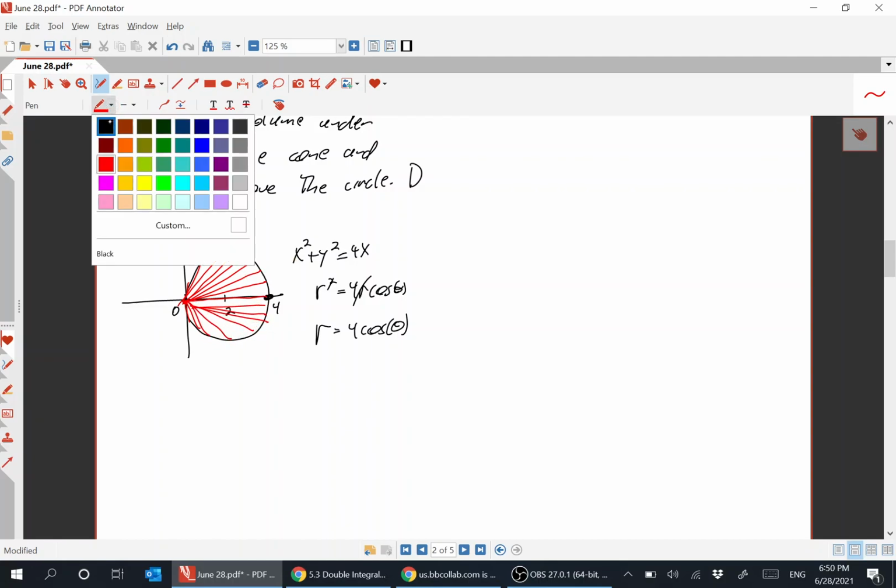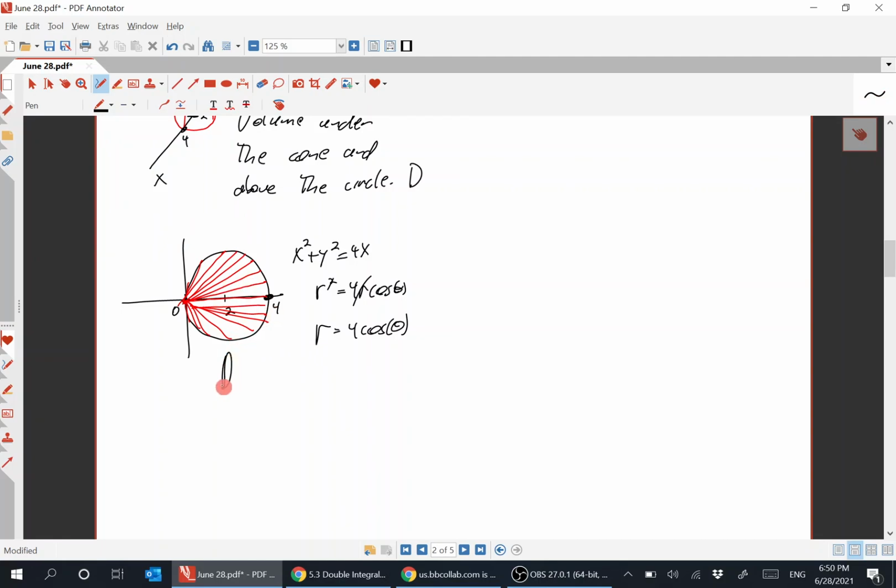So this region D is 0 less than or equal to theta less than or equal to pi, and 0 less than or equal to r less than or equal to 4 cosine theta. Equal to 4 cosine theta takes you all the way out to the boundary of the circle, but if you want all the points on the inside, you just have less than or equal to. So this is the region D.